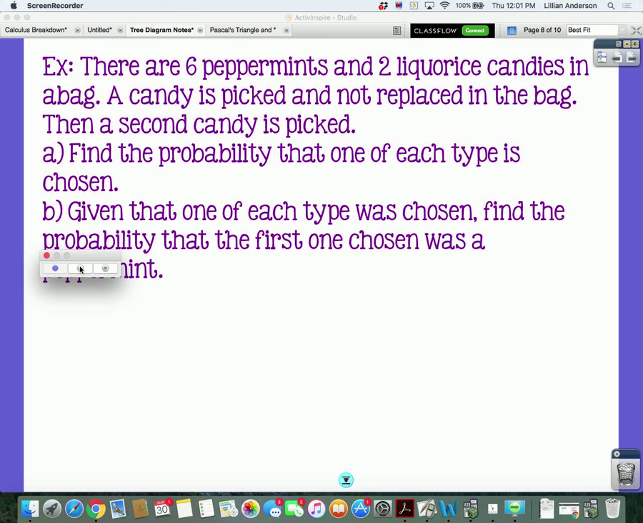So, and then a second candy is picked. So this one is a little bit different from the other ones because it's basically one of those situations where you reach into the bag and there are originally 8 candies in the bag. But once you pick out a candy, you don't replace it. So then there's 7 candies left. Not necessarily. The probability just takes a hit.